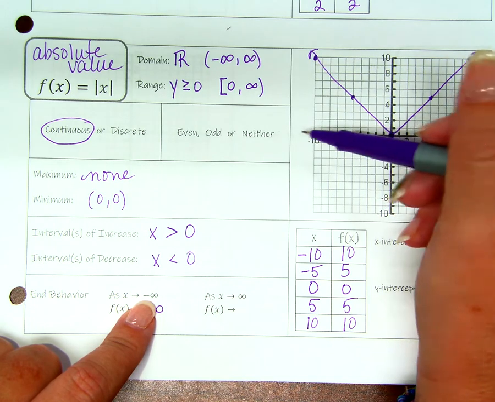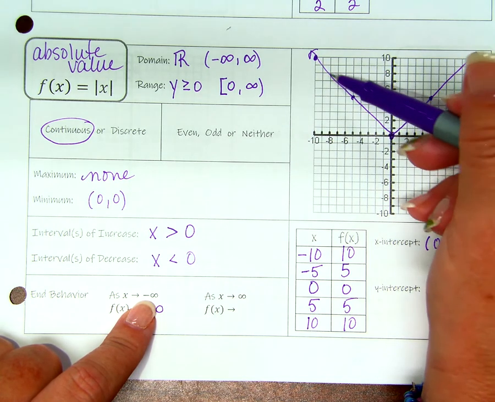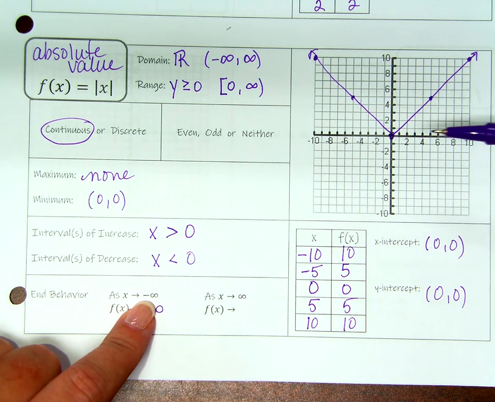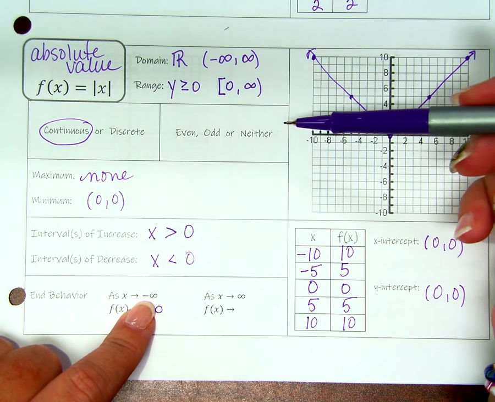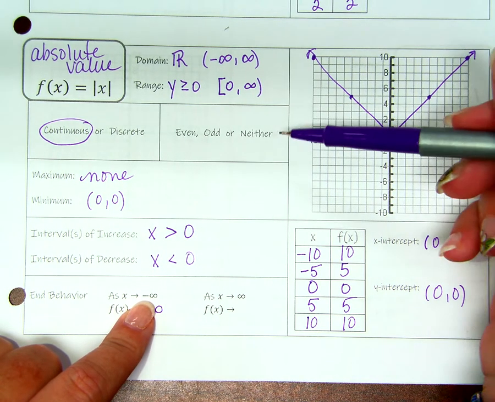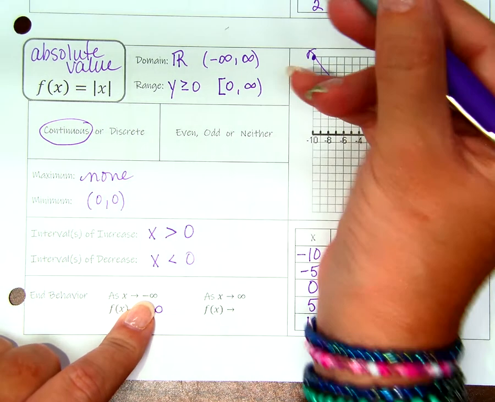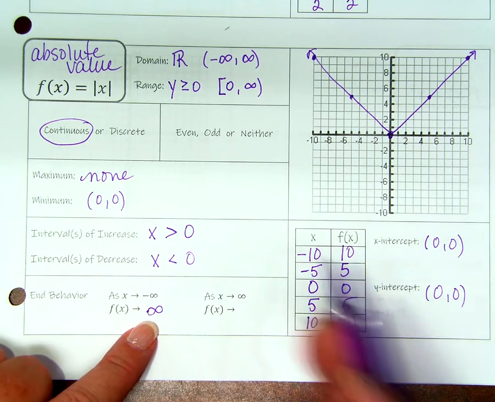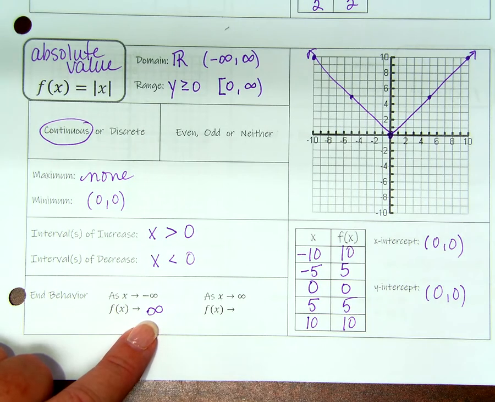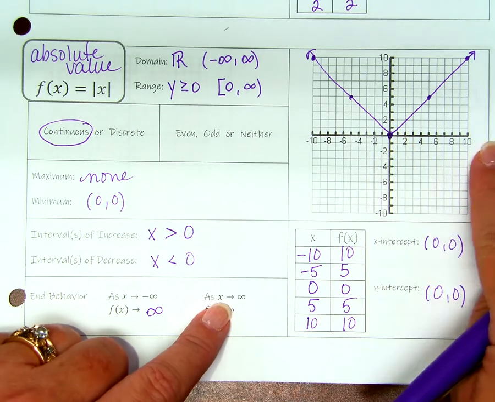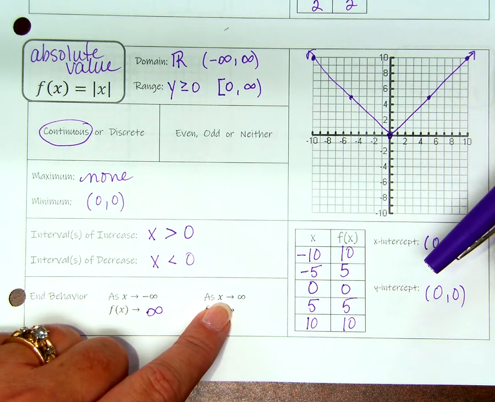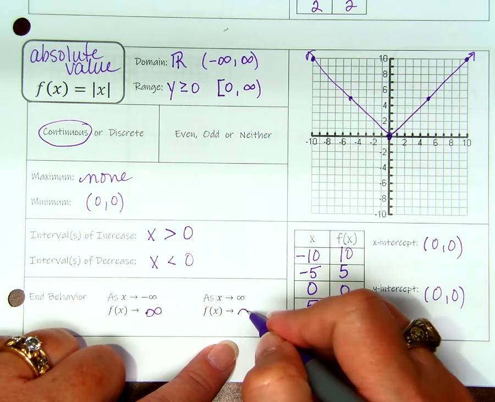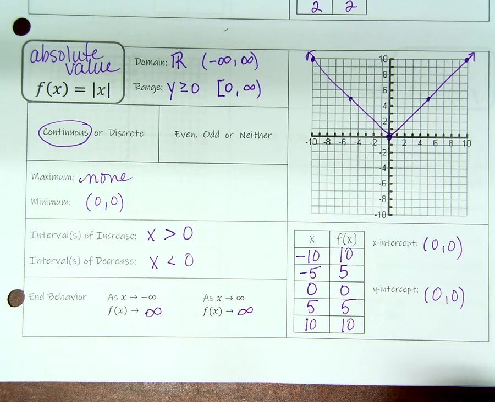But what's happening to the y's? Because this time I'm going this direction on purpose, right? If I'm going to the left, the y's are increasing and they're going to infinity. They're going in the positive direction, right? Does that make sense? As x is going to the right, what's happening to the y's? Also going in the positive direction, so infinity. Got it?